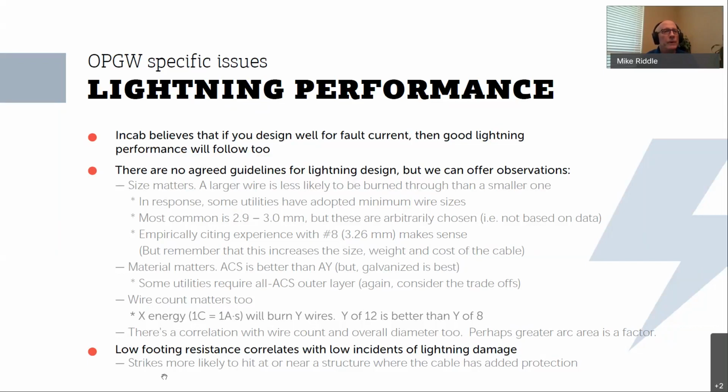And then low footing resistance correlates with lower incidence of lightning damage. So my recommendation to a lot of customers is, there are parts of the country where it's not appropriate, but if you can, put some effort into making sure you have good footing resistance. What that's going to do is make strikes more likely to hit at or near a structure where the cable has some protection from the dead ends or the suspension units that are supporting it. Plus, the structure itself will take a disproportionate number of strikes.